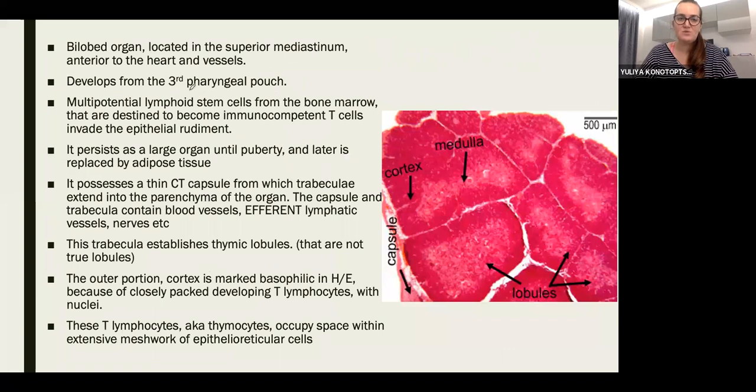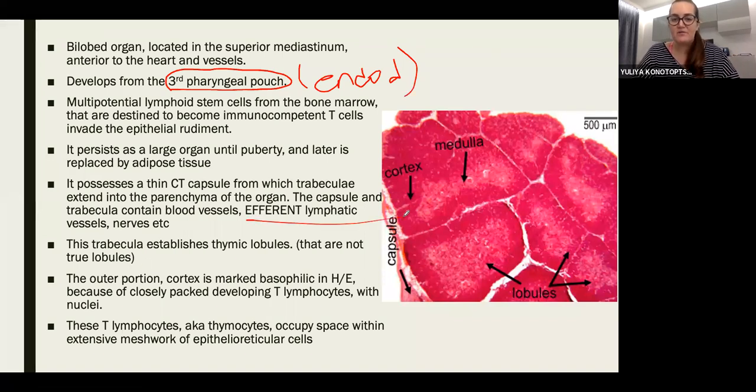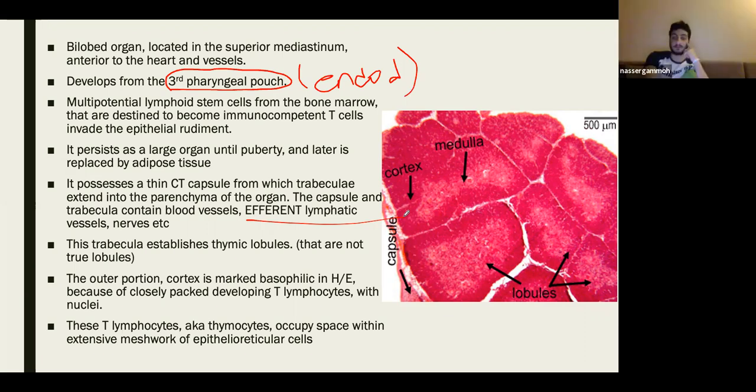Okay, so the same situation, embryological origin, third pharyngeal pouch. In embryo, we will talk about it. Okay, so just third pharyngeal pouch, brackets, endoderm. So your thymus has endodermal origin. Okay, only has efferent lymphatic vessels. Why does thymus has only efferent? No afferent are there. Because it produces the lymph.